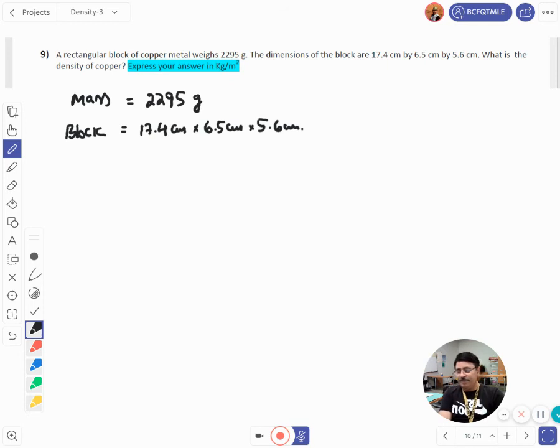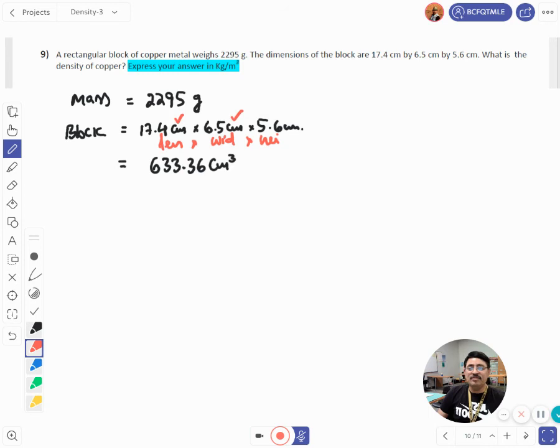Here, you know how to compute volume. We take length multiplied by width multiplied by height. Let me compute using my calculator. 17.4 multiplied by 6.5 multiplied by 5.6 gives me 633.36 cubic centimeters. It is centimeters, centimeters, centimeters, therefore that is centimeter cube or cubic centimeter.